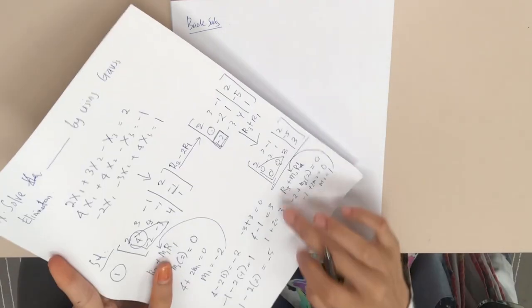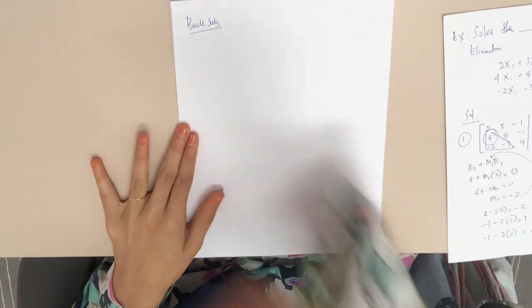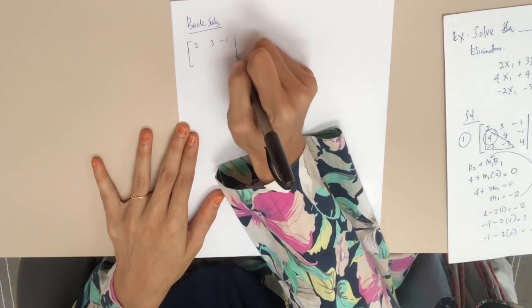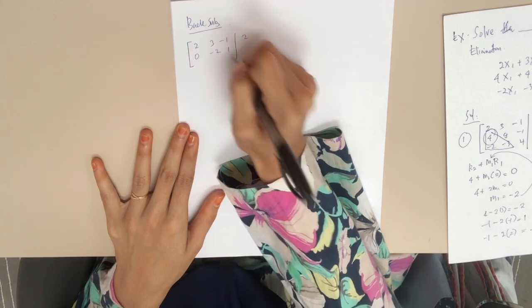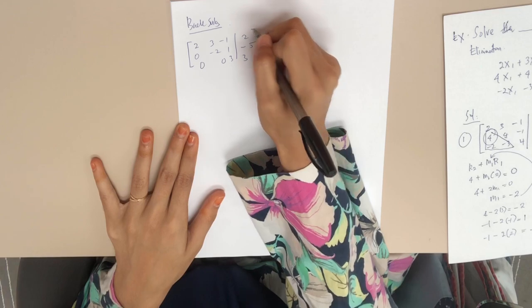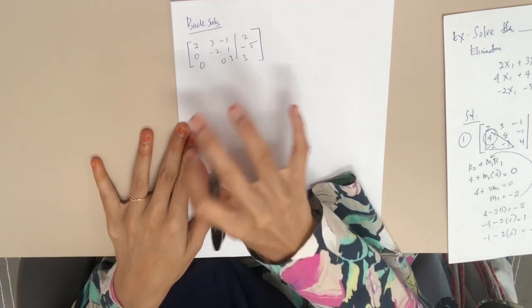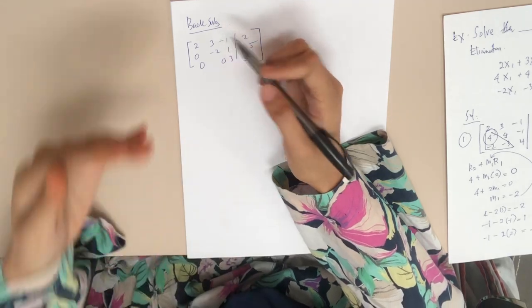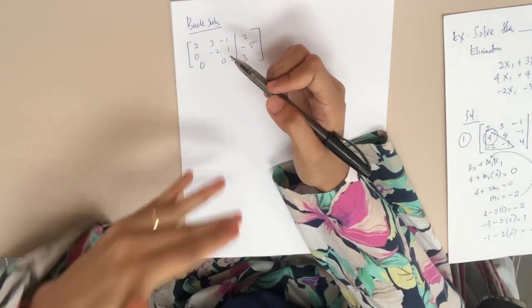Okay, you can see that this is the latest matrix, right? So I write it here: 2, 3, negative 1, 0, negative 2, 1, negative 5, 0, 0, 3, 3. So this is the last matrix that you have. What we mean by back substitution is you will start from the last row.